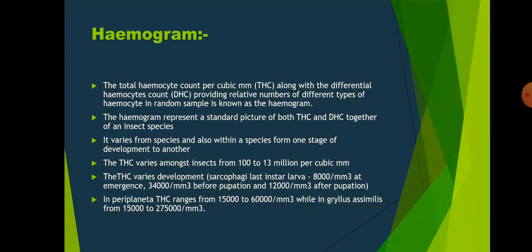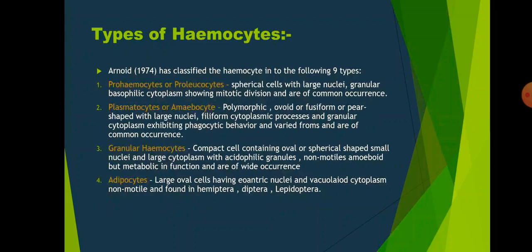In Periplaneta, THC ranges from 15,000 to 16,000 per mm3, while in Gryllus assimilis it ranges from 15,000 to 275,000 per mm3. Types of hemocytes.